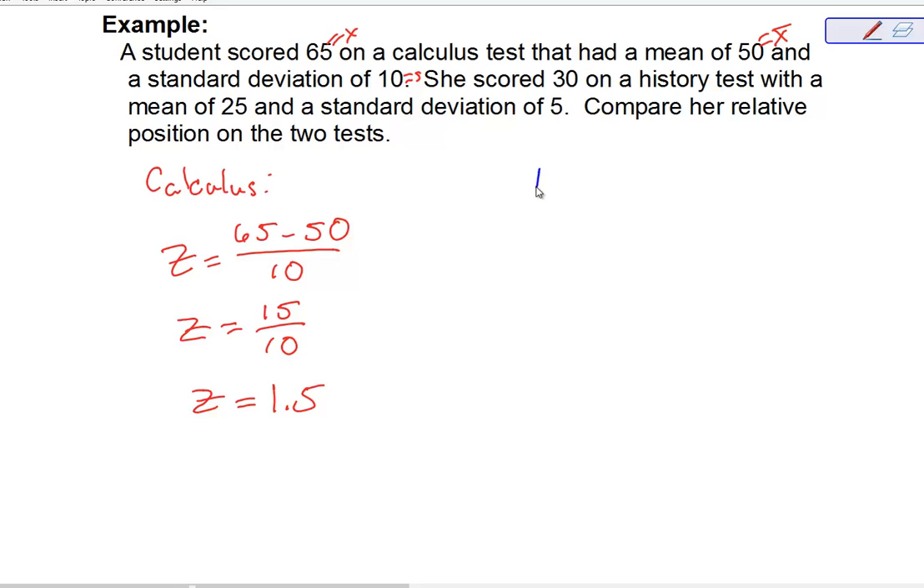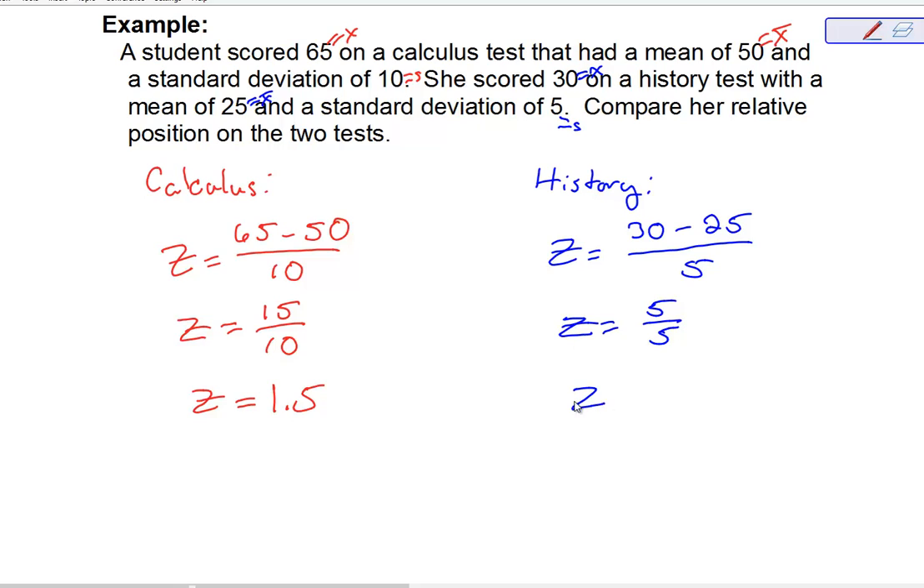Let's look at her history class. So in history, her 30, her actual score, is her value. The mean is her x bar, and the standard deviation is her s. So we have that her z-score is going to be 30 minus 25 divided by 5. So 30 minus 25 is 5, divided by 5.